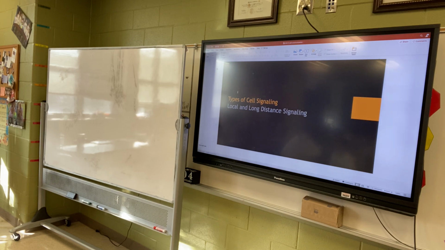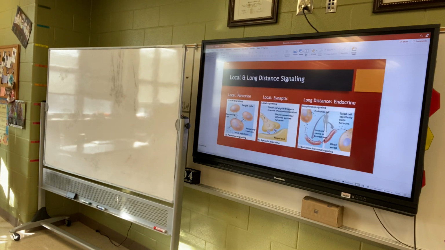Types of cell signaling are local and long distance. We have your local, which is paracrine and synaptic, and your long distance, which is endocrine. Okay, so you see there we have a secretory vesicle, which is secreting those growth factors, and then the target cells.